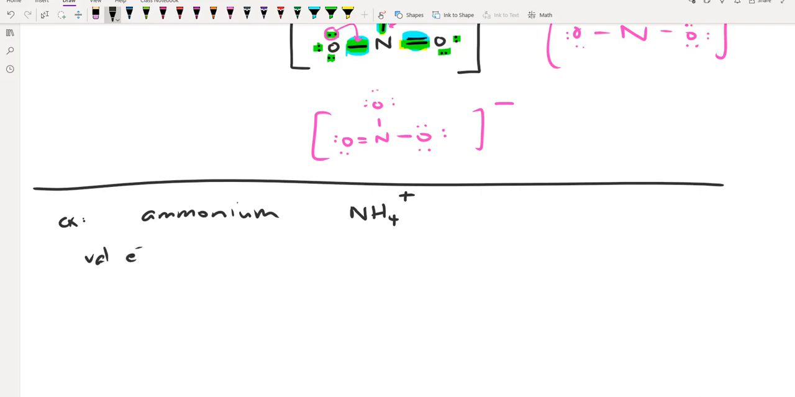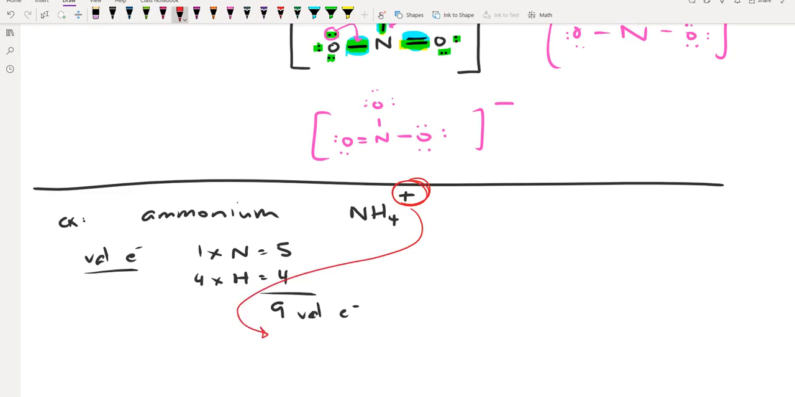So again, we're going to count our valence electrons. We have 1 nitrogen, nitrogen is in group 5, so that gives us 5. We have 4 hydrogens. So hydrogen has 1 valence electron, times 4 gives us 4, so that's 9 valence electrons. And now you'll see that our ammonium has a positive 1 charge, and we need to account for that in our electron count. So if we have something with a positive charge, that means it's got fewer electrons than protons, right? So we're going to take that many electrons away. So we're going to subtract 1 electron from that. So we take away 1 from 9, and we end up with 8 valence electrons.